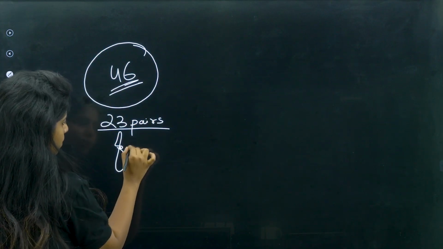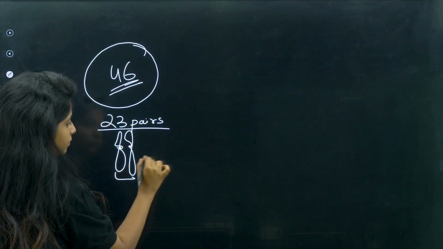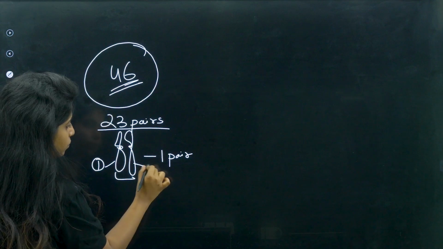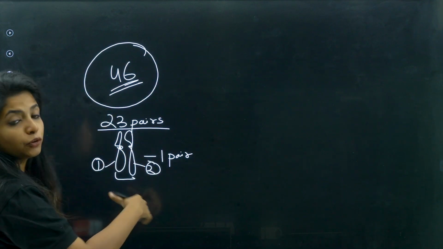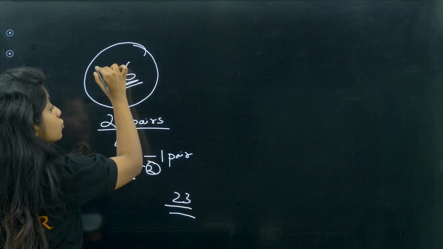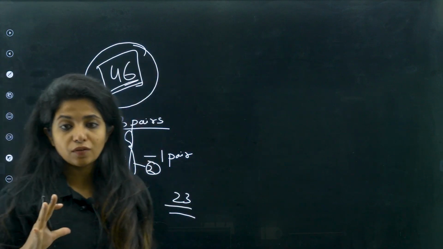Okay, so this is one pair, this is one pair, but how many chromosomes are there? This is one chromosome, this is two chromosomes. Just like that, you have 23 of them. That means in total, how many chromosomes do individuals have? 46 of them.